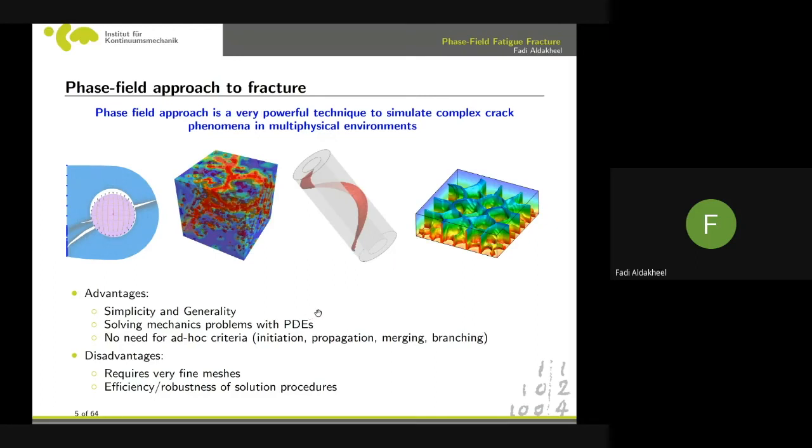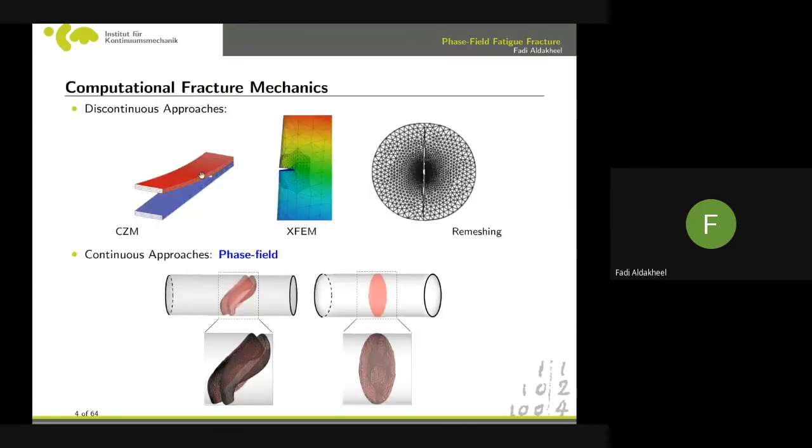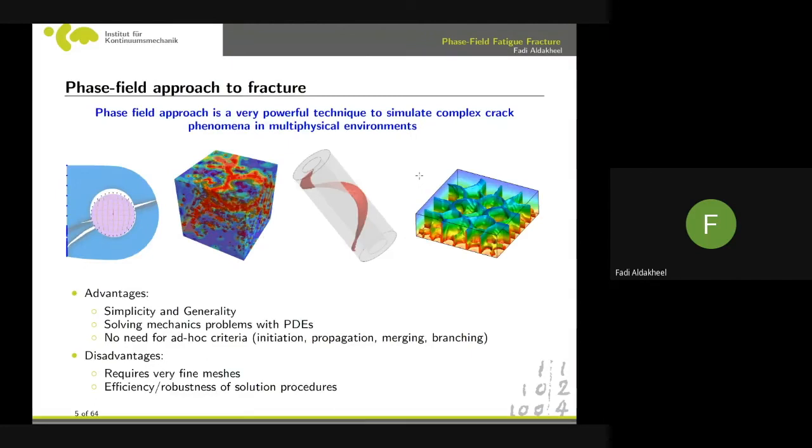So here, we do not need any ad hoc criteria, as we would need, for example, to describe crack initiation, propagation or branching. It is simply there, right? You just give an equation and you solve the problem.